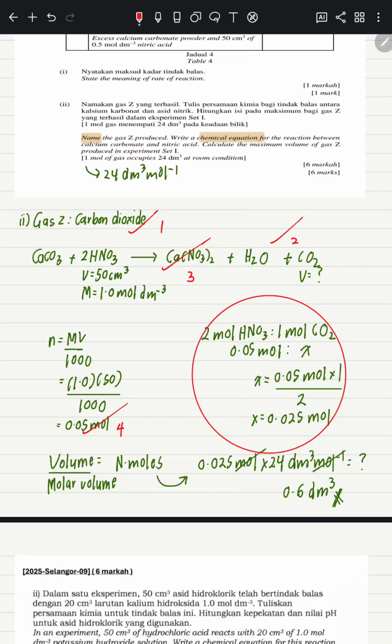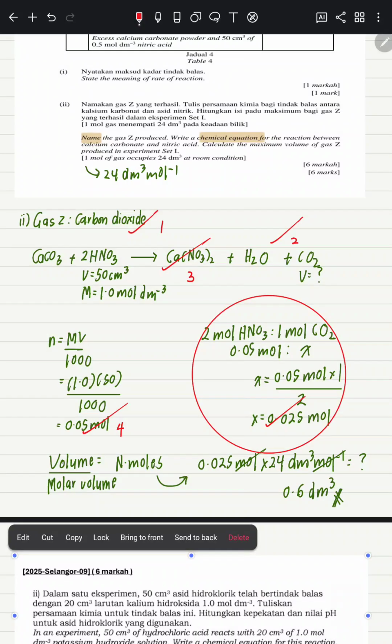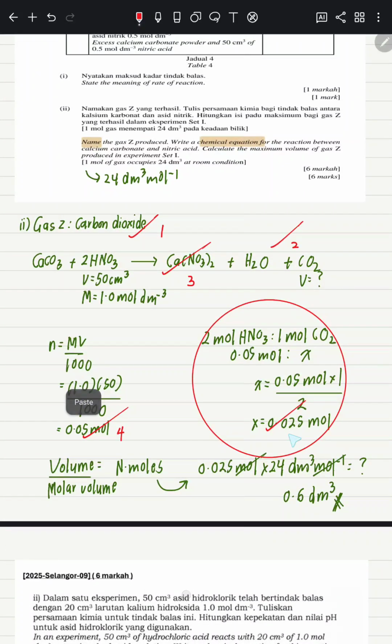So when you calculate everything, this whole part, I will see this whole part. I just circle it and say, okay, your ratio is correct, you get 0.025. So this would be your 5th mark. And then where's your 6th mark? Your 6th mark, you show the multiplication, this whole step: 0.025 mole times 24 decimeter cube over mole, and you get your final answer 0.6 with the correct unit, decimeter cube. Let's say your value is correct but your unit is wrong, or you don't have a unit, consider 0 there. So this one all got, so this would be your 6th mark.